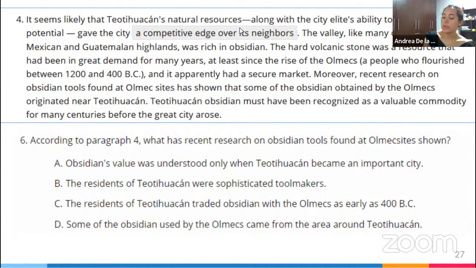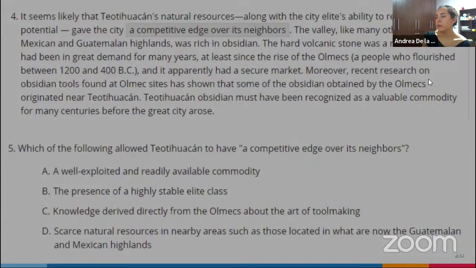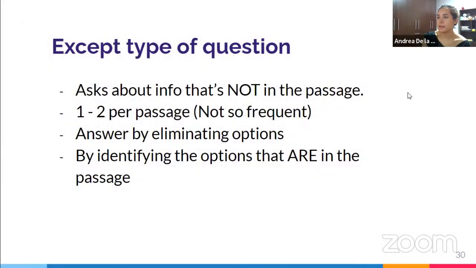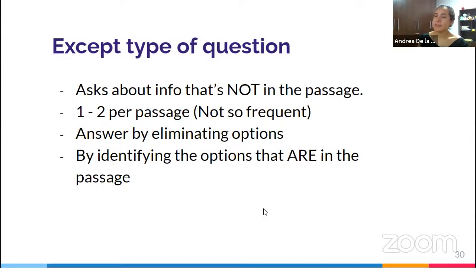Okay, guys. So let's move on to a different question topic. The next one that we're going to see is called the except type of question, or it's also sometimes known as the not. And it's basically the same as what we just did, exactly the same, but in this case, they're going to be asking about information that is not in the passage. So the other one asked you to find information that was directly there. So this is the opposite. You're going to find something that is not in the passage.